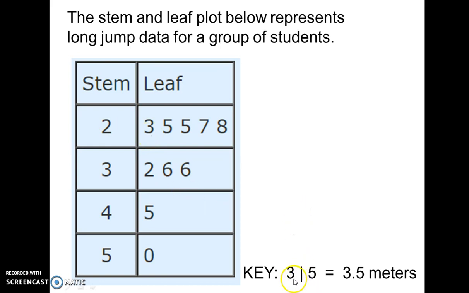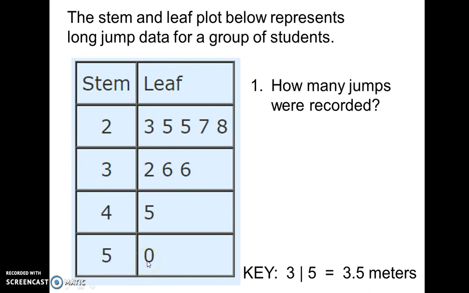All right, here's our key. 3 is a stem, 5 is a leaf, represents 3.5 meters. So the shortest jump right here, 2.3. Longest jump, 5.0. So answer the two questions. How many jumps were recorded? So what's your answer? Hopefully you had 10.